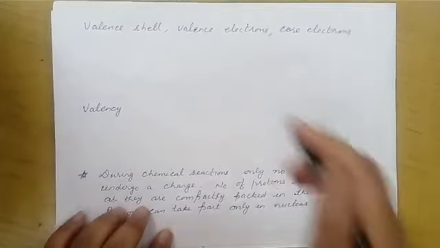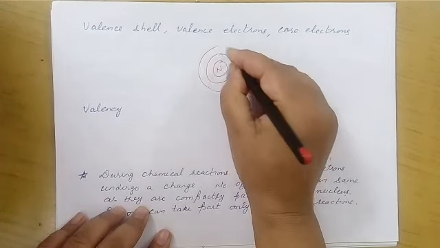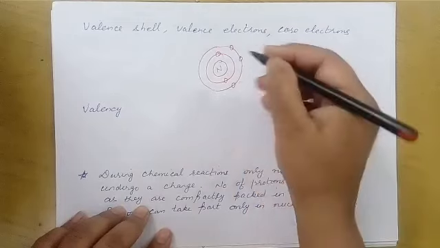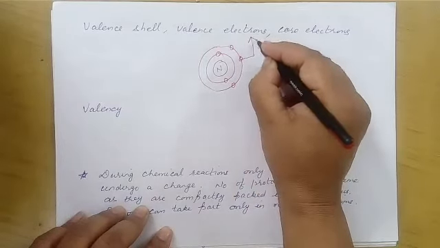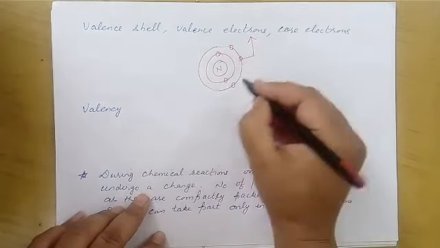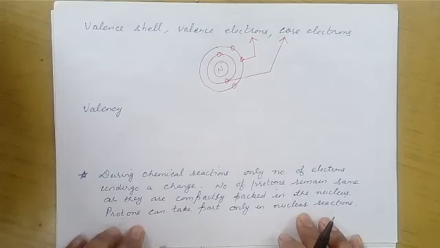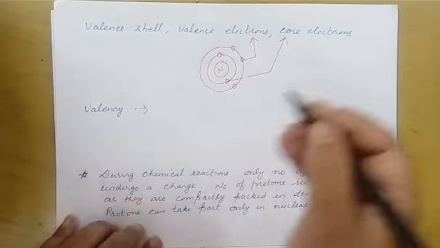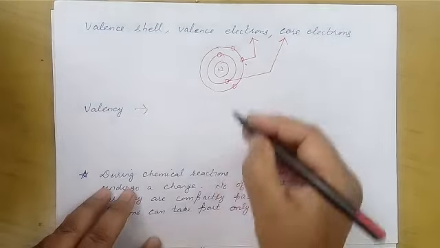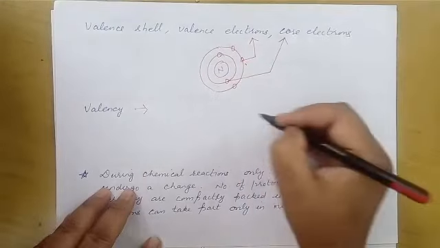Valence shell. The outermost shell is called the valence shell, and the electrons present in that outermost shell we call valence electrons. The electrons present in the inner shells we call core electrons. Valency. Valency is the number of electrons lost, gained or shared in the outermost shell or valence shell of an atom.